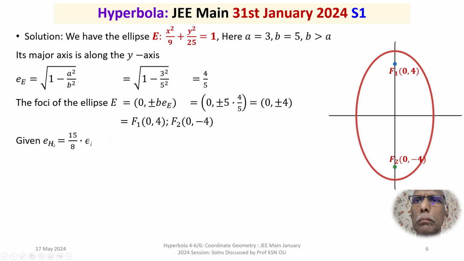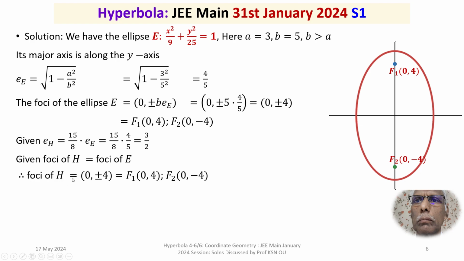Given e_H, where H denotes the hyperbola, e_H is 15 by 8 times the eccentricity of the ellipse. That is equal to 15 by 8 times 4 by 5. So when you multiply, you will get 3 by 2. Yes, greater than 1, it's a hyperbola, wonderful. Now you are also given that the foci of the hyperbola and the foci of the ellipse are one and the same. So the foci of the hyperbola H is equal to the foci of E, that is 0 plus or minus 4.